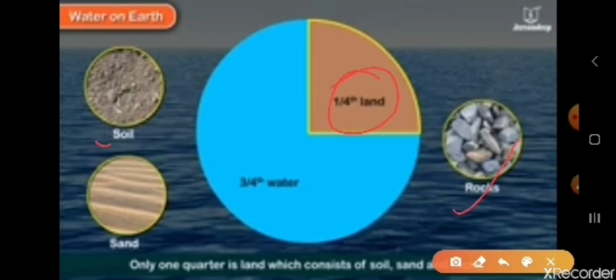rocks, soil, sand. So children, the 1 part out of 4, that is 1/4 part is land, and this land is made up of rocks, soil and sand. Only 1/4, that is 1/4 part of land which consists of rocks, soil and sand.